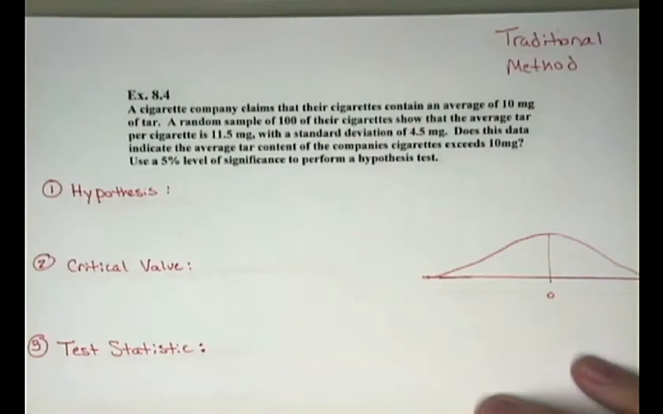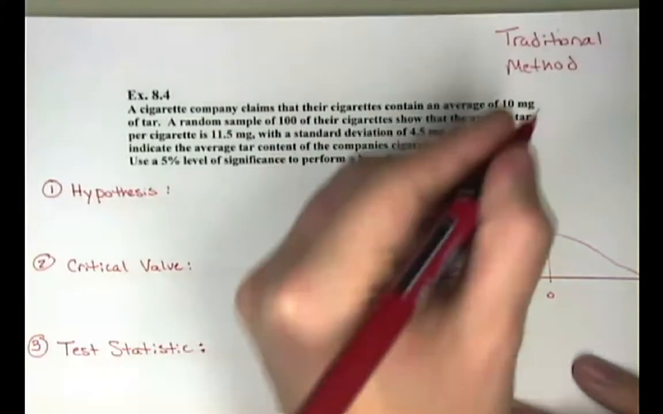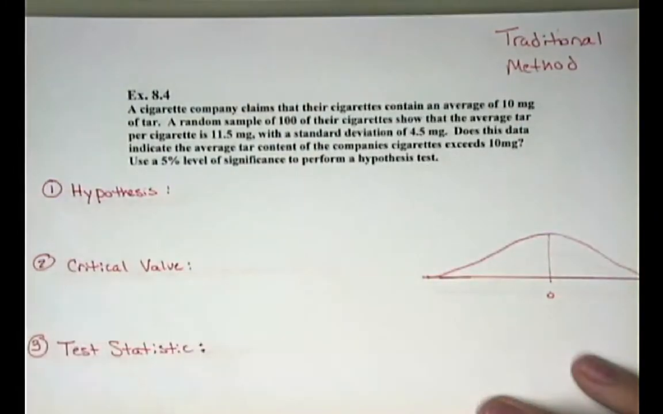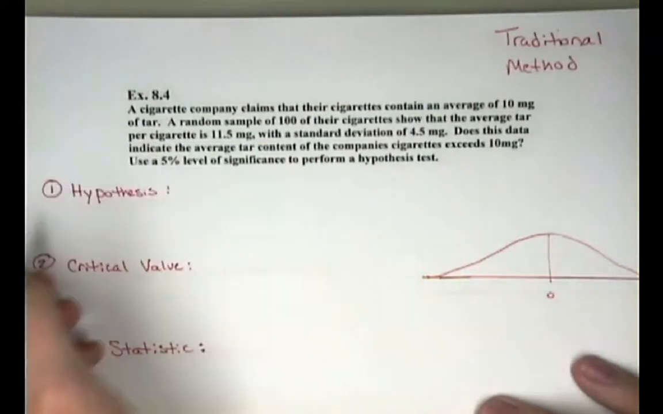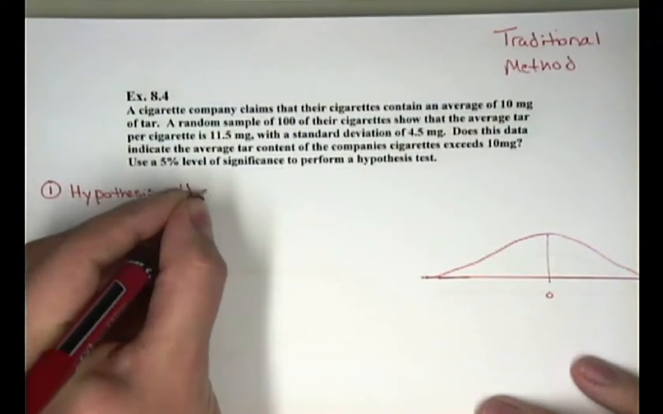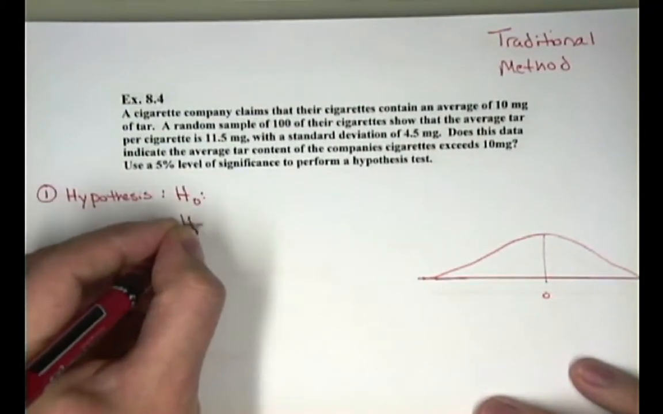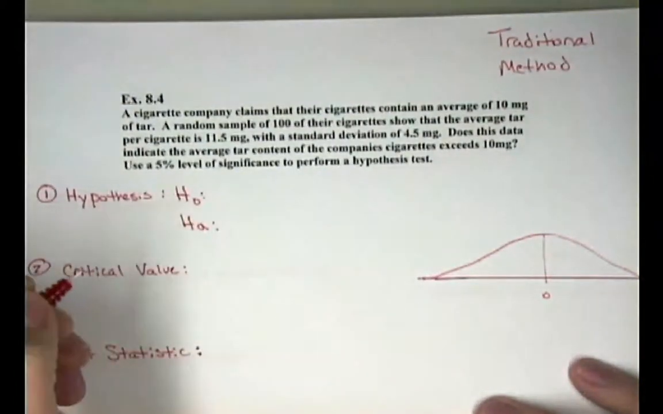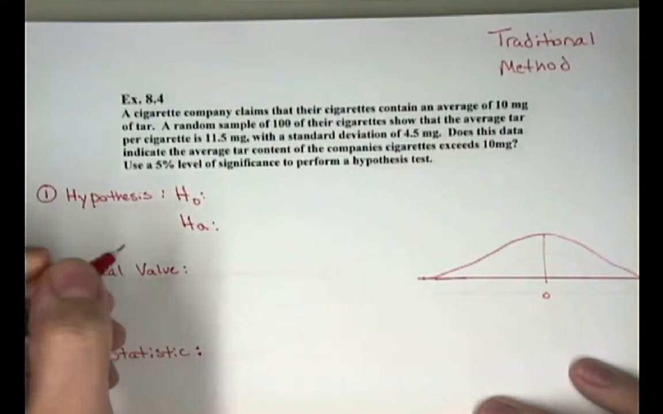Okay, if you're collecting information, you might want to go through and do that. What I'm going to do though, and the first thing that I do, is I just set up my hypothesis. Okay? So hypothesis. That is step one. We're always going to set up H0, the null hypothesis, and HA, the alternative hypothesis.